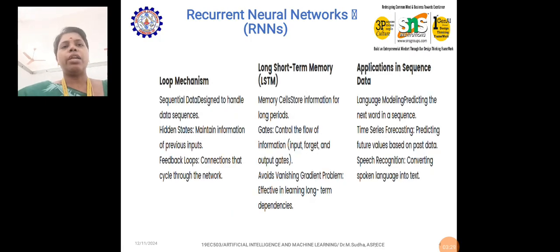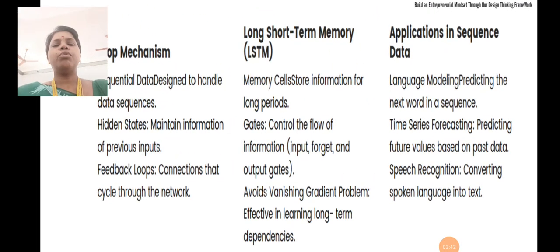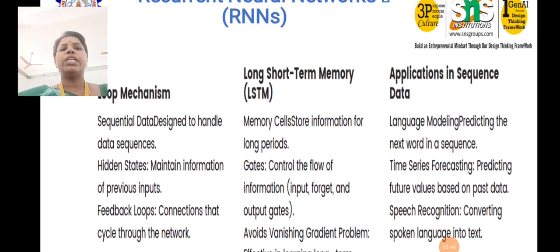Next, coming to the RNN, that is recurrent neural network. In a recurrent neural network we have three stages: loop mechanism, long short term memory, and application in sequence data. Coming to the loop mechanism, it is designed to handle data sequences. Hidden states maintain information of previous inputs. Feedback loops are connections that cycle through the network.